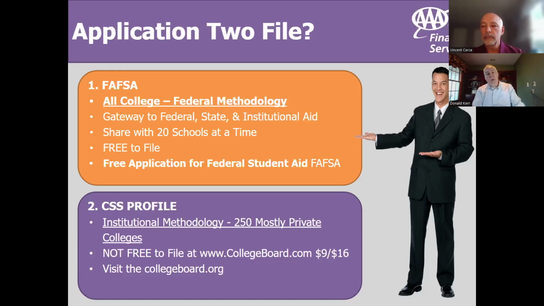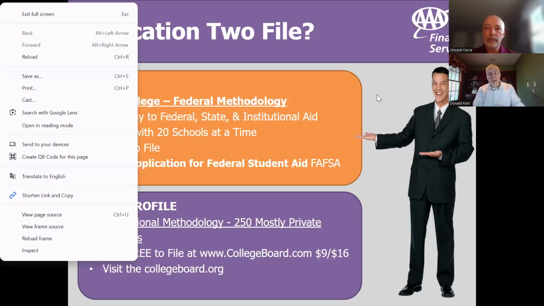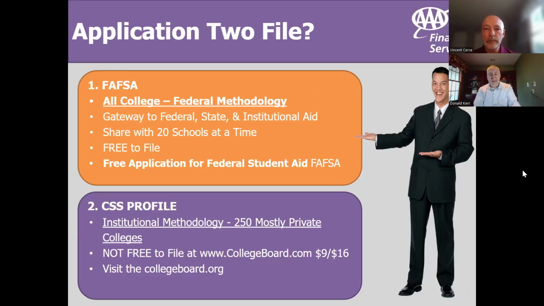The second form is called the CSS profile form. Not every college requires this form. There's only around 250 mostly private colleges that want you to file this form. Good news is these types of schools tend to have more aid or a bigger financial aid budget. So they're trying to be really fair and handing out their financial aid to their families that need it the most. It's not free to file. It's a very minimal fee. It's $25 per college to file.